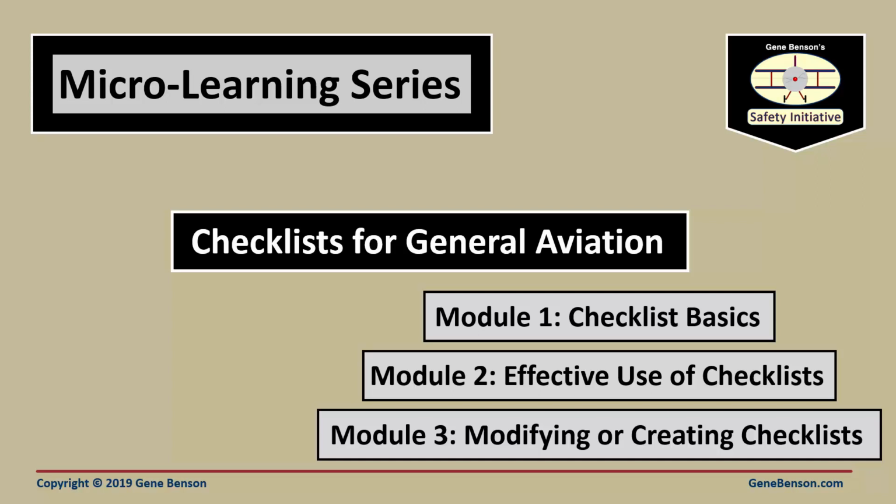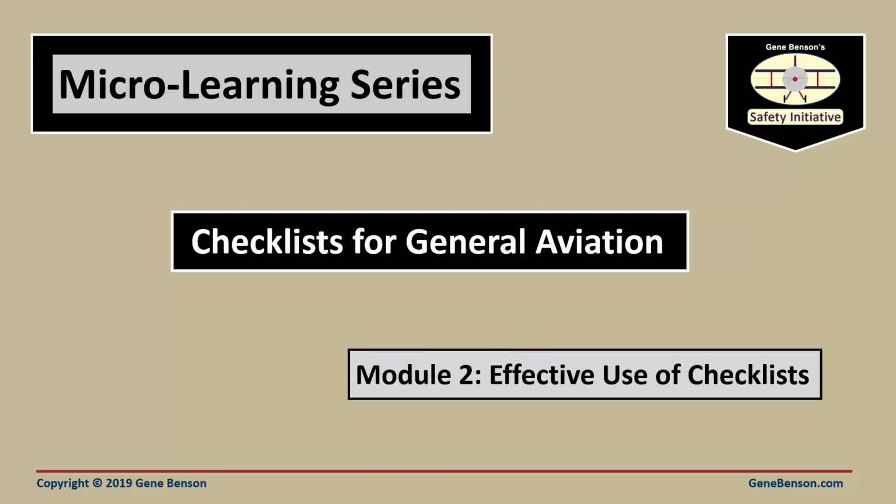Welcome back to our micro-learning course about checklists in general aviation. The course consists of 3 short modules. Hopefully, you have already completed Module 1 on checklist basics. This is Module 2, which deals with the effective use of checklists and such things as which checklists are needed and what to do if you are interrupted while running a checklist. Module 3 concerns modifying or creating checklists to make them right for the individual and for the operation. It is not essential, but I recommend that you view the modules in sequence.